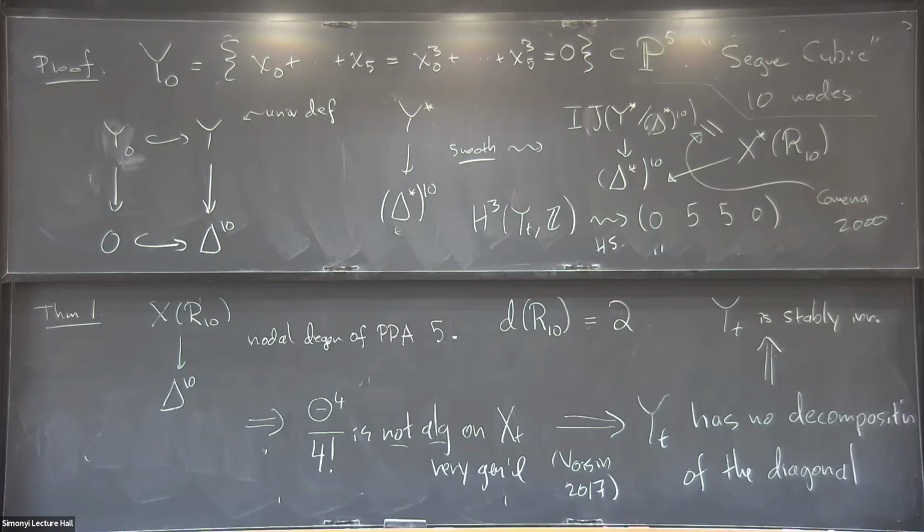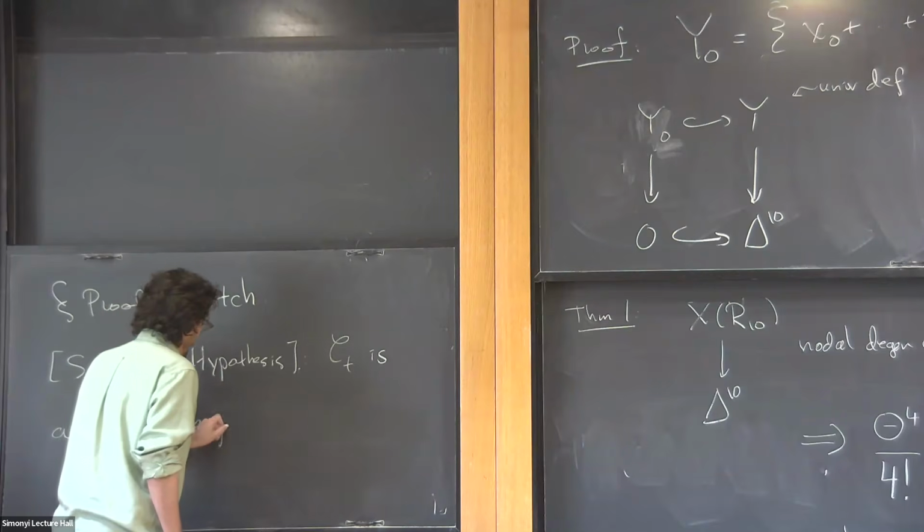Okay, proof sketch. To avoid a lot of technicalities, we're going to impose a simplifying hypothesis. And in fact, that will bring me back to something that I should have already commented on, which is that we're going to assume that C_t is a curve on the generic fiber.